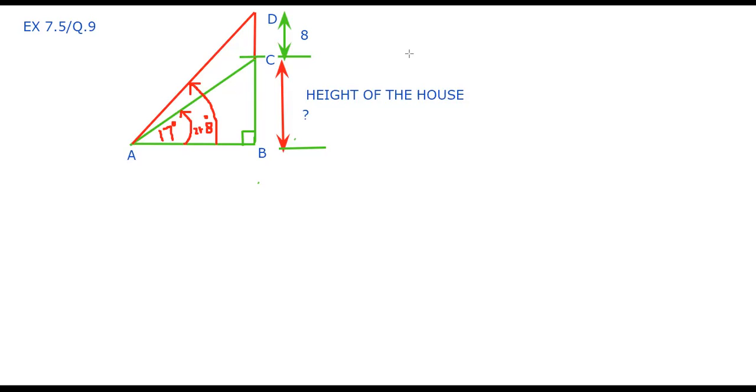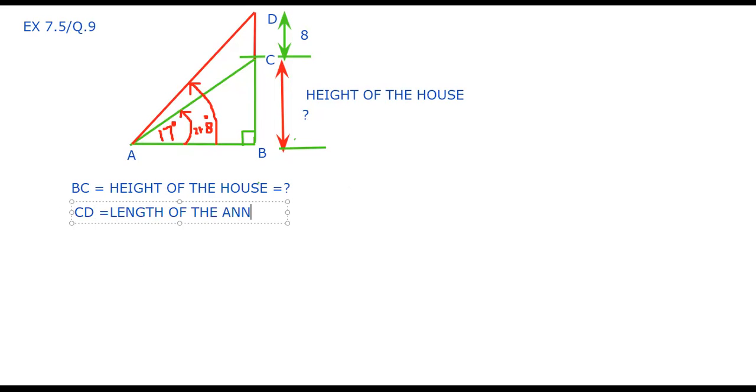So you just need to explain a little bit of the diagram: BC is representing the height of the house, and it is required to be calculated. And then CD is actually the length of the antenna, and it is already written in the question that this antenna is 8 feet high.